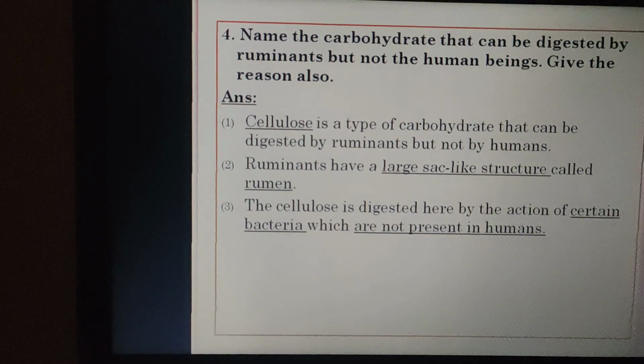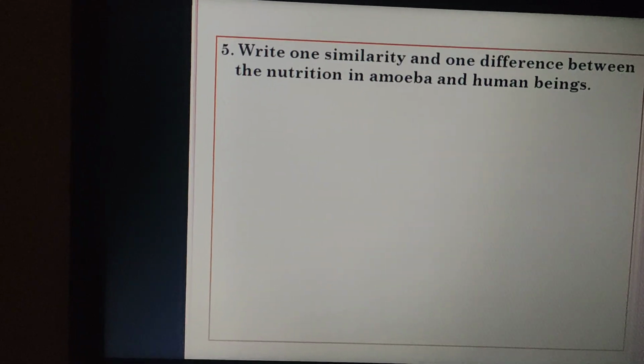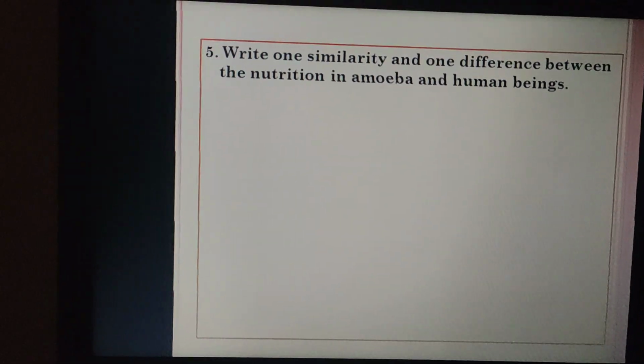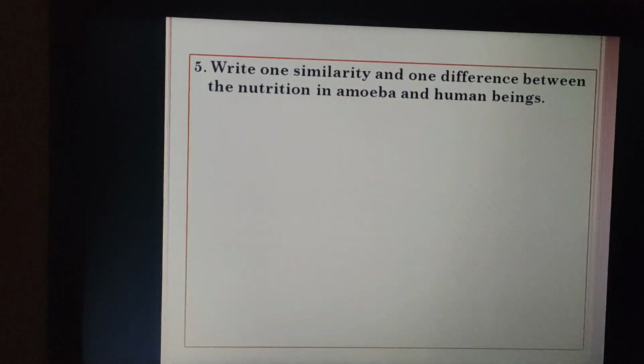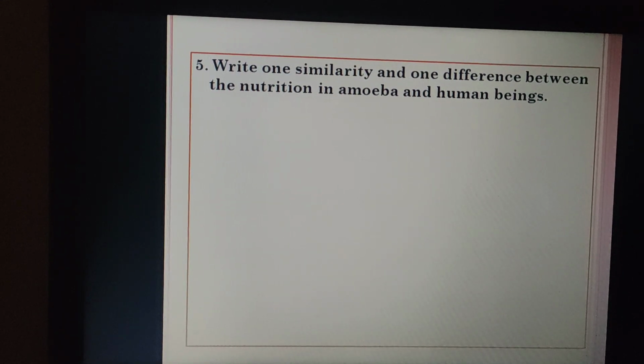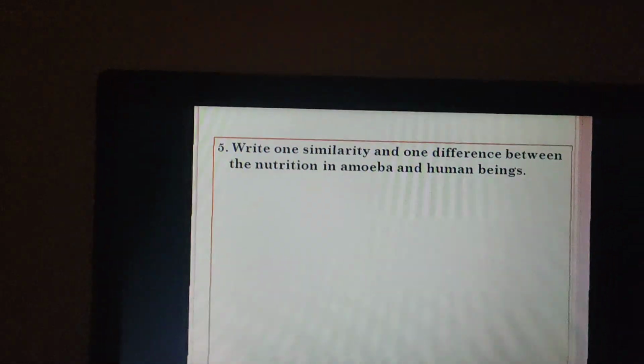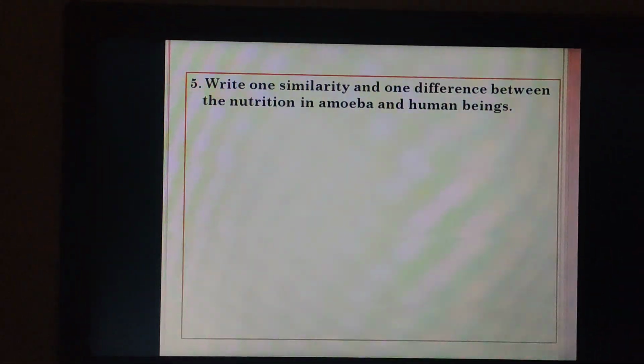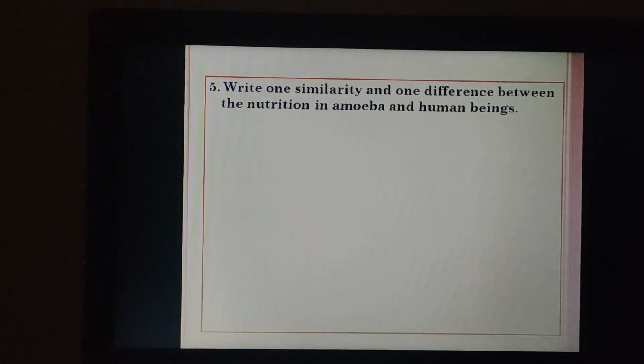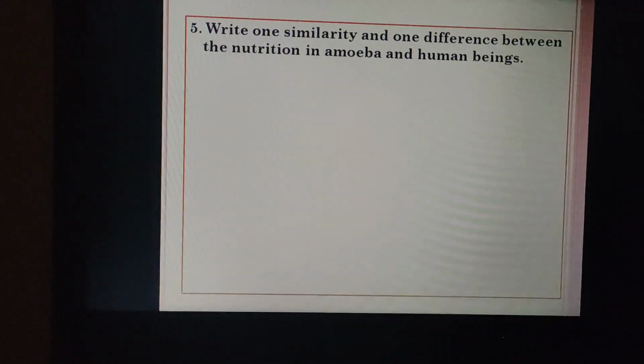Okay, now we are moving to the next one. Write 1 similarity and 1 difference between the nutrition in amoeba and human beings. It means we have to write one similarity and one difference. This question can be asked for 2 marks. Why so?